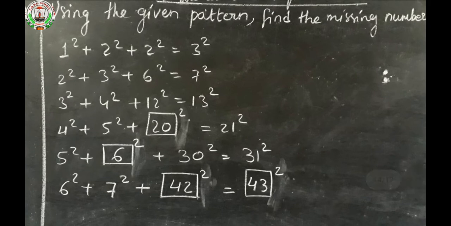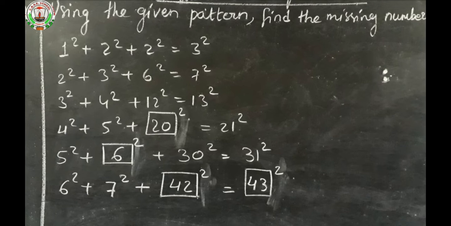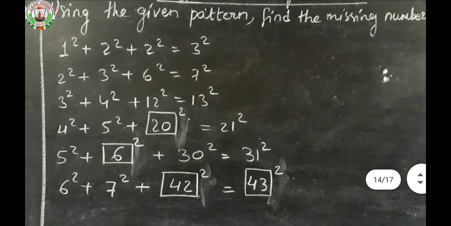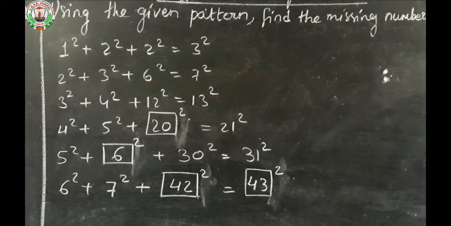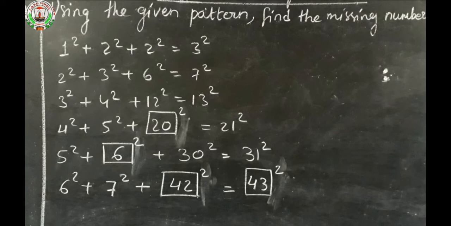You have to solve the squares of the numbers. Then 4 square plus 5 square plus box is equal to 21 square. A box is given, and there you have to fill the number, so the missing number will be 20. Then 5 square plus 6 square plus 30 square is equal to 31 square. Then 6 square plus 7 square plus box is equal to 43 square, so 42 square will come.